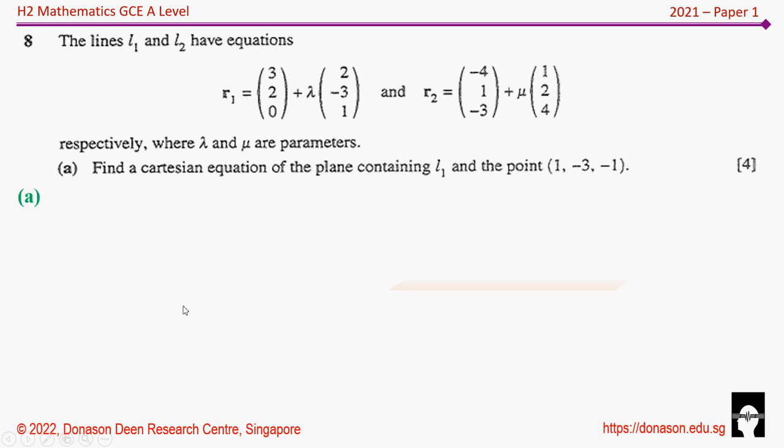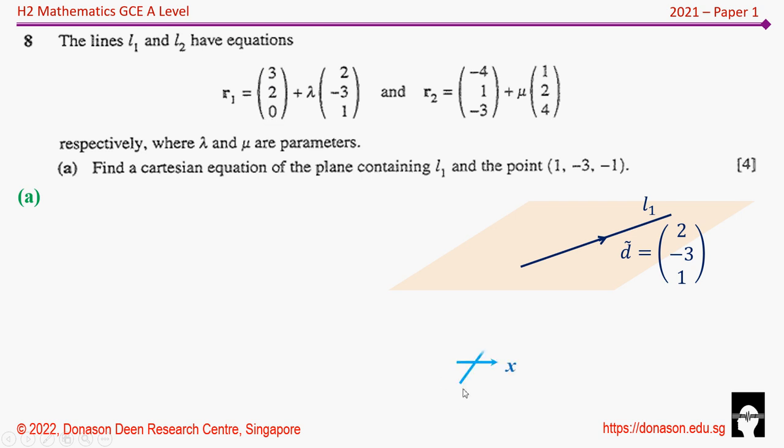So first things first, let's draw the plane for which we want to find the equation. Since the line L1 lies on this plane, the direction vector of the line L1, which is (2, -3, 1), is pointing in this direction. And then we are given that this line passes through this point, (3, 2, 0).